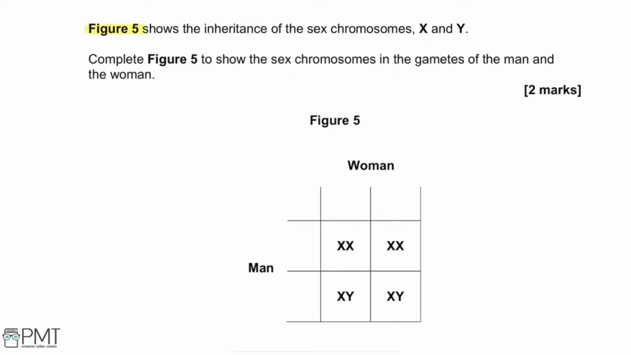Figure 5 shows the inheritance of the sex chromosomes X and Y. Complete figure 5 to show the sex chromosomes in the gametes of the man and the woman, and this question is worth 2 marks. So figure 5 is just below, and we have to fill in the sex chromosomes for the man and the woman. A woman has the chromosome combination XX, and a man has the chromosome combination XY.